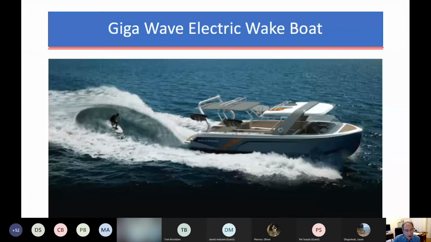And if that wasn't enough, here's the granddaddy of them. This is a GigaWave electric boat, an all-electric boat. It has two 300 horsepower engines in it, and it creates an 8-foot wake. And you can see this surfer surfing the curl just like on the ocean. Hopefully we never get these babies in the Northeast.